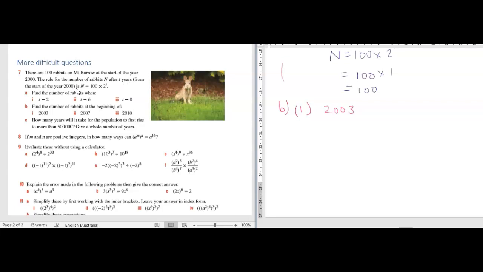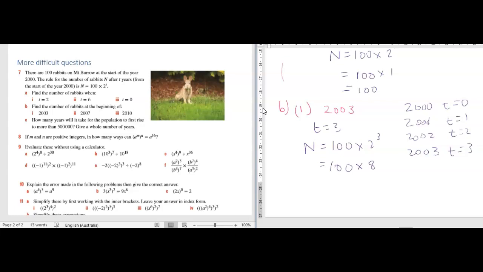So 2000 is t equals 0, at the beginning. 2001 is t equals 1. 2002 is t equals 2. And 2003 is t equals 3. So we're substituting in t equals 3 for 2003. n equals 100 times 2 to the power of 3. Remember that's just 2 multiplied by itself 3 times, so 2 times 2 times 2, which is 8. So we're going to have 800.